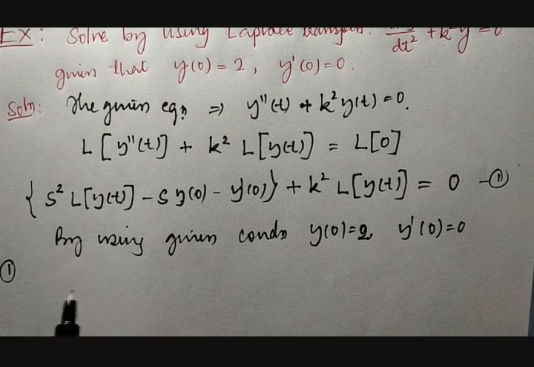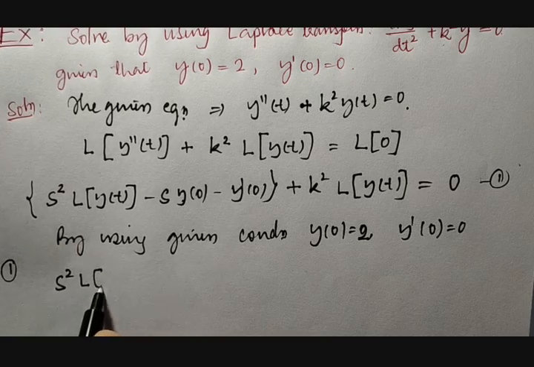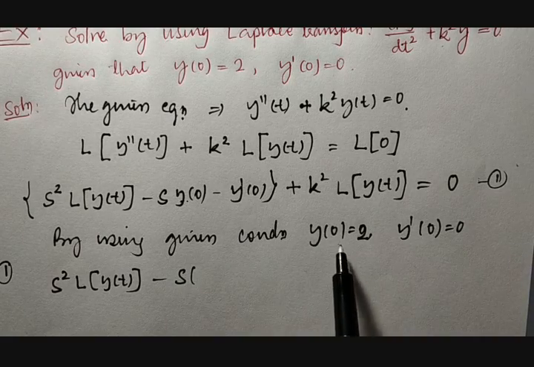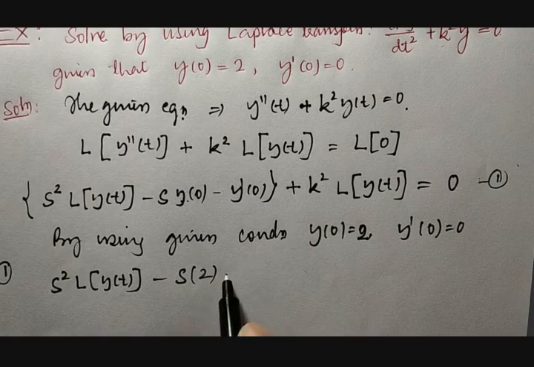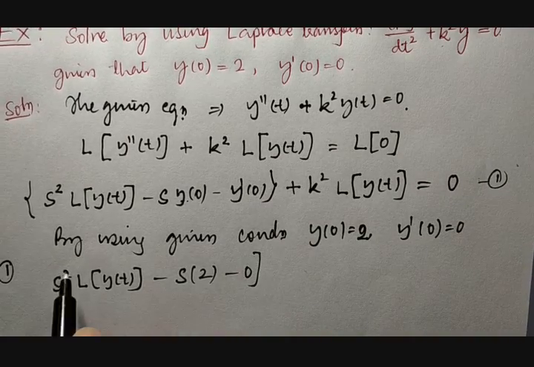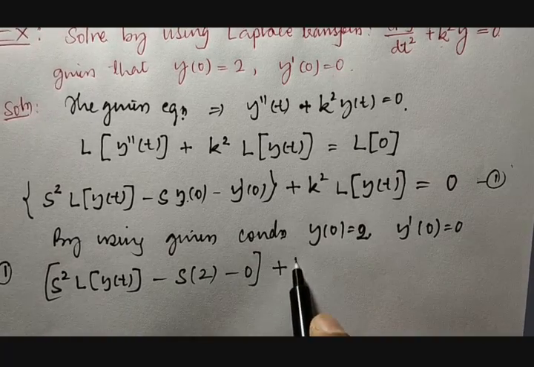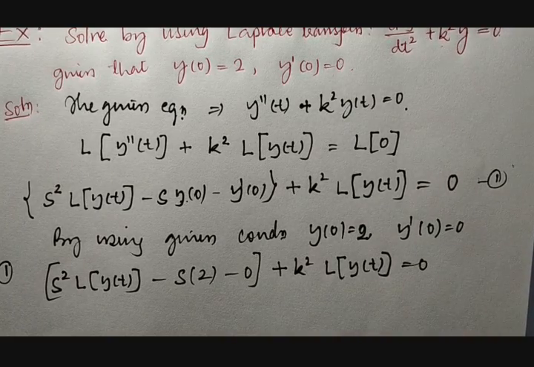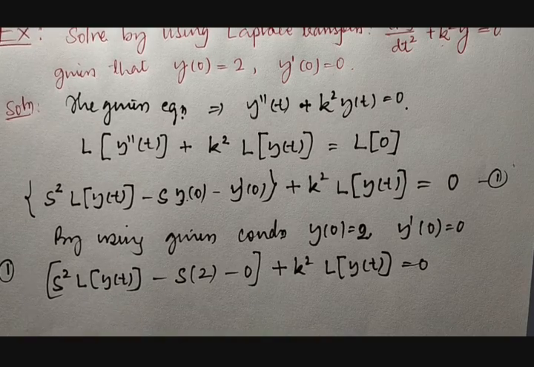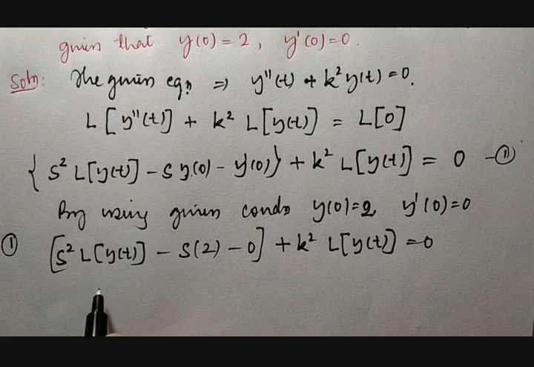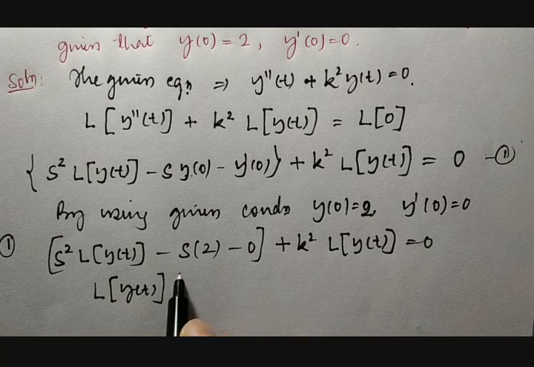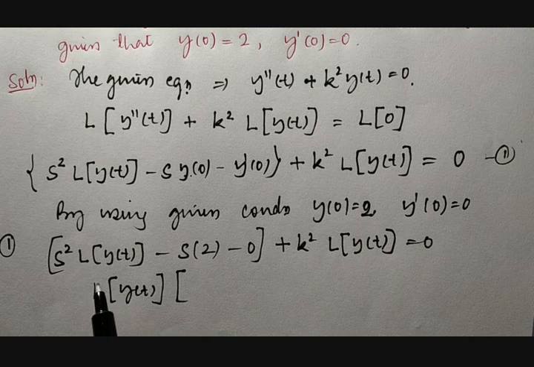Then equation 1 becomes s² times the Laplace transform of y(t), minus s times y(0), which is 2, minus y'(0), which is 0, plus k² times the Laplace transform of y(t) equals 0. After this, we have to make a group with common terms. The Laplace transform of y(t), L of y(t), is a common term here. If you take this as a common term, what remains inside the bracket?